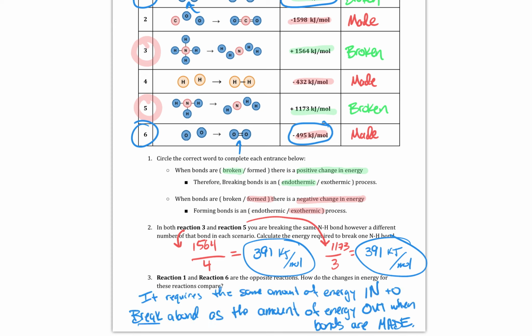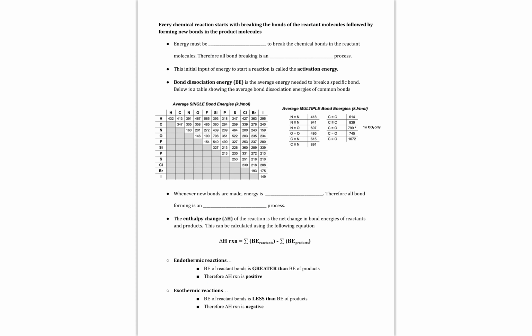So that means that it takes the same amount of energy to break a bond as the energy released when a bond is formed. So to summarize, every chemical reaction starts with breaking bonds of the reactant molecules, followed by the forming of new molecules in the products. And since energy must be absorbed to break a chemical bond in the reactant molecules, all bond breaking is an endothermic process. You have to put energy in to break the reactant molecules apart.